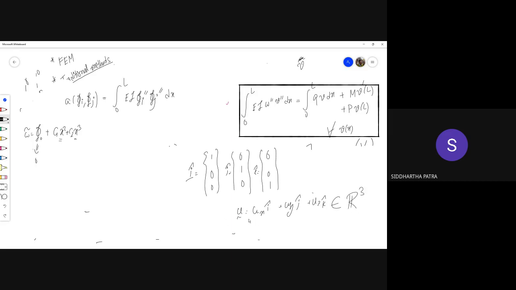So this is true for any arbitrary ux, uy and uz, right? Now what are ux, uy and uz? These are the coefficients of the basis vectors. Now this x squared and x cubed serve as basis functions in our so-called 2D function space. And c1 and c2 are the coefficients, just like ux, uy and uz. So that's what the analogy is.